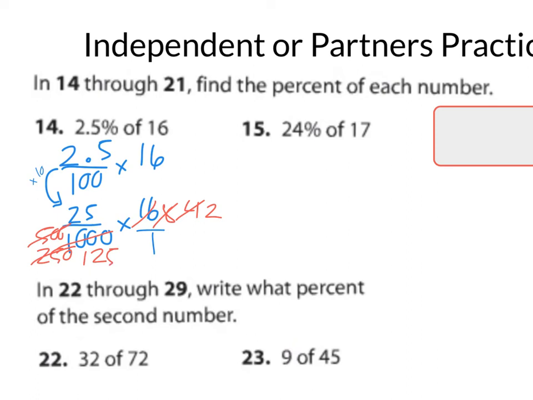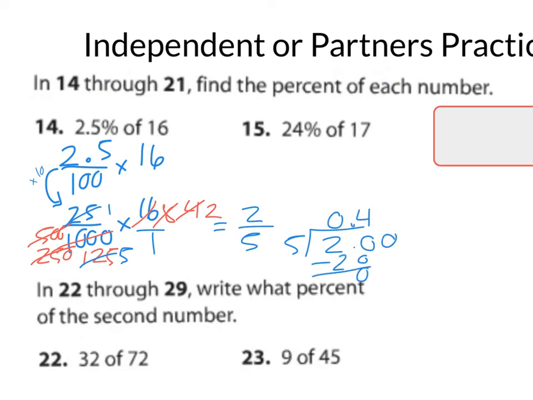Now I'm going to look up and down if I can simplify top to bottom. 25 over 100. Oh yeah, I can divide both of those by 25. $1.25. Well, that's 5 quarters, and this is 1 quarter. So now it's super easy. 1 times 2 is 2. 5 times 1 is 5. So my answer would be 2/5, but I need that as a decimal. So there's my answer, 0.4. Does that even make sense? Well, 2.5% is pretty small of 16, so 0.4 does make sense.